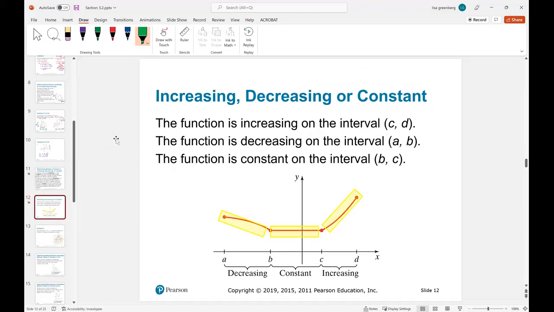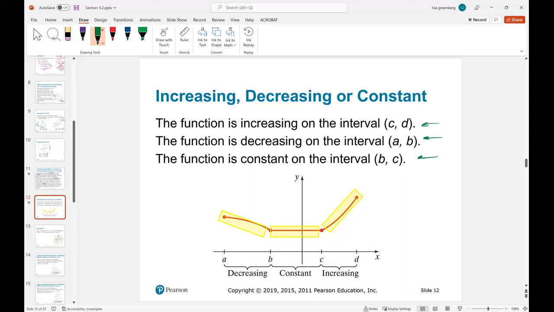So if we look at this graph, we can see that from A to B, it's decreasing because it's coming down. From B to C, it's going straight across, which means it's constant. And from C to D, it's going up, which means it's increasing. Now notice the intervals on all of them are open. When we talk about increasing, decreasing, or constant functions, we don't ever include the endpoints.